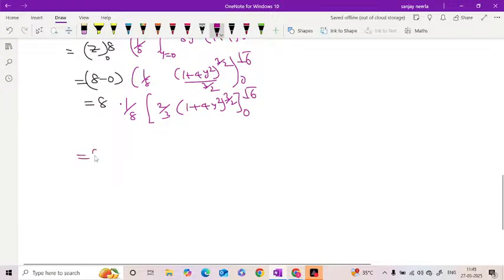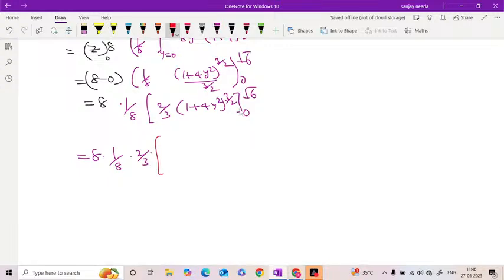Now 8 into 1 by 8, leave it, and 2 by 3 also separate. Then the remaining part, just apply the upper limit. After substituting the upper limit, (1 plus 4 into 6) whole power 3 by 2, minus the lower limit 0, so 1 plus 0. Now it is 25 whole power 3 by 2 minus 1. That means 5 power 3 minus 1. What is the 5 power 3 value? 125, so it is 124.